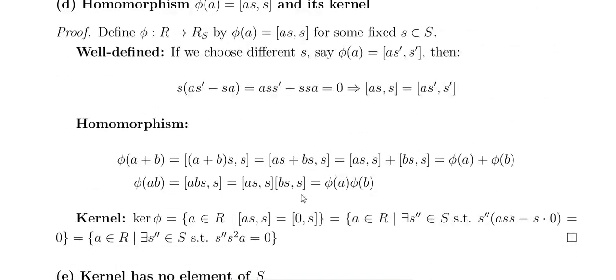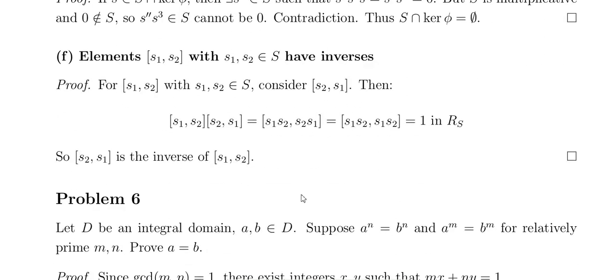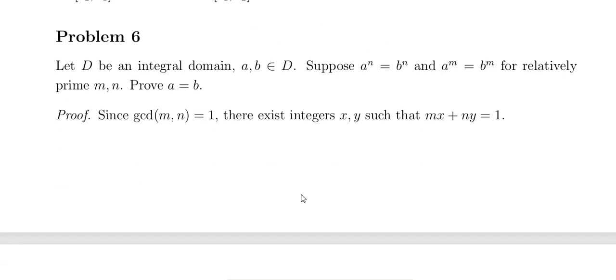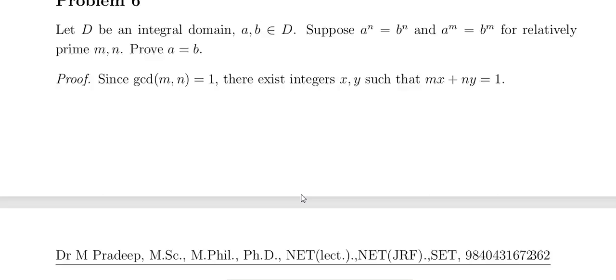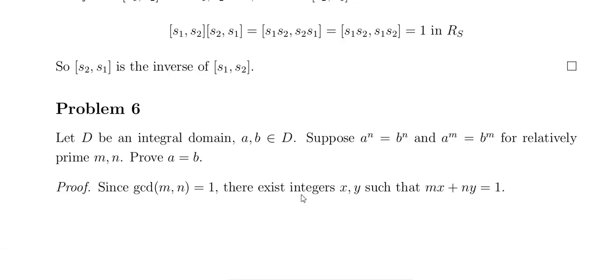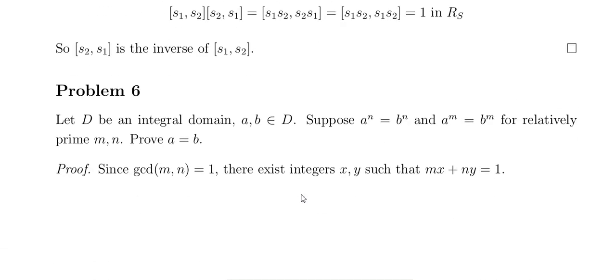We will take the basic definitions on the field and the examples. And D is an integral domain. Suppose D is an integral domain, and for a comma b belongs to D, suppose a power n equals b power n and a power m equals b power m for relatively prime m and n, then a must be equal to b.